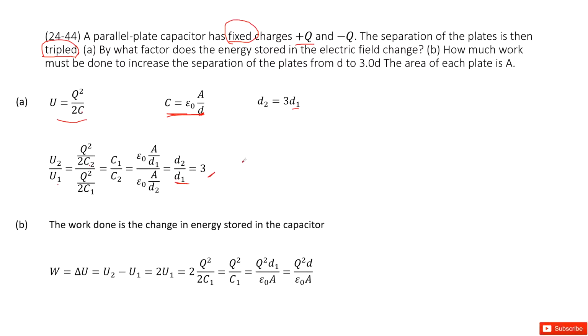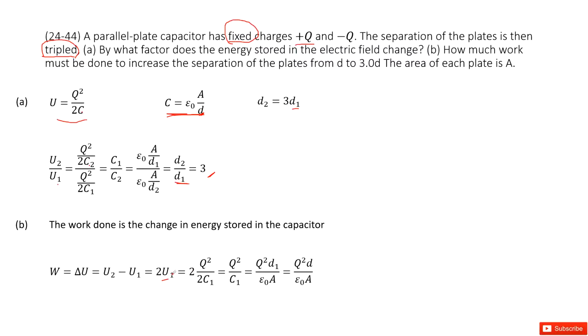The next part asks how much work must be done to increase the separation of the plates from D to 3 times D. In this case, as we discussed, U2 equals 3 times U1. Do you agree? Yes. So the energy change is the final energy minus the initial energy, U2 minus U1. This is the energy change. And since U2 is 3 times U1, U2 minus U1 equals 2 times U1. Agree? Now we need to replace U1 with the given quantities Q, A, and D.